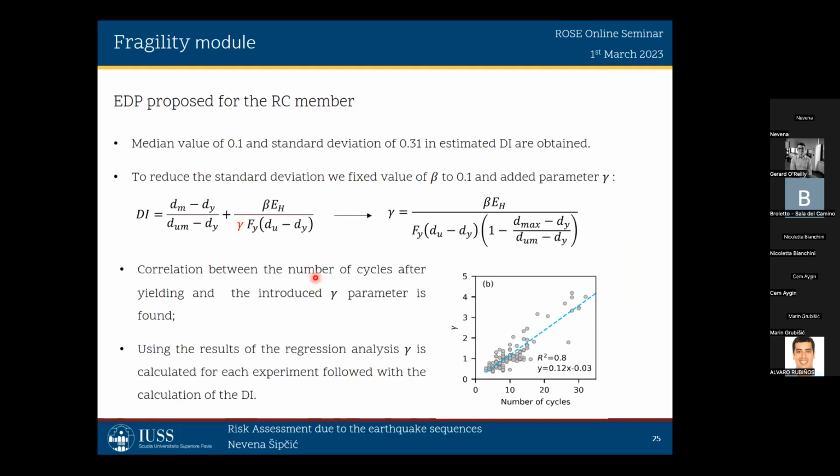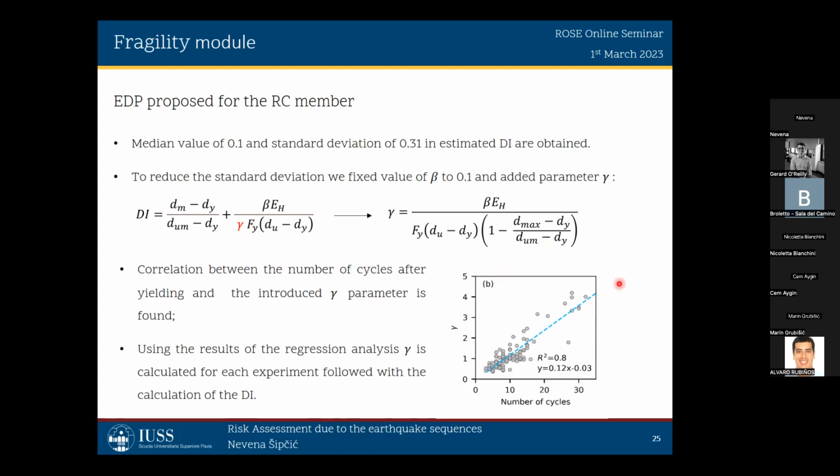damage index. So we were wondering if there is a way to reduce the standard deviation, and we decided to add to the modified Park-Ang damage index this additional parameter gamma by fixing the beta value to 0.1 and then again recalibrating the gamma. And by looking at the data, we showed that there is a correlation between this gamma parameter and the number of cycles after yielding.